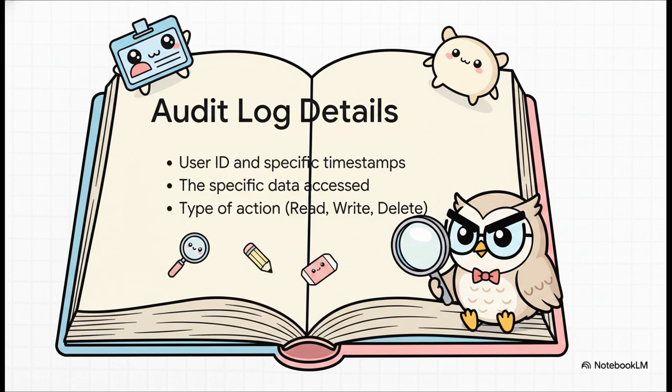Plus, they want the context. Why did they need this access right then? Having this level of detail forms an unbreakable chain of accountability, making it incredibly easy to investigate incidents and prove you have total visibility over your environment.